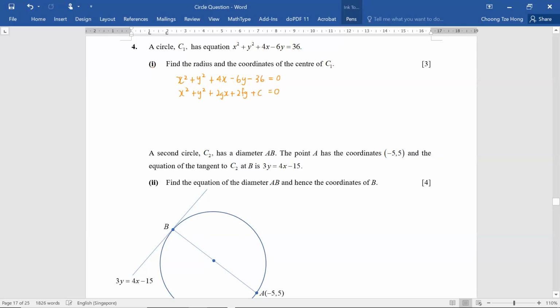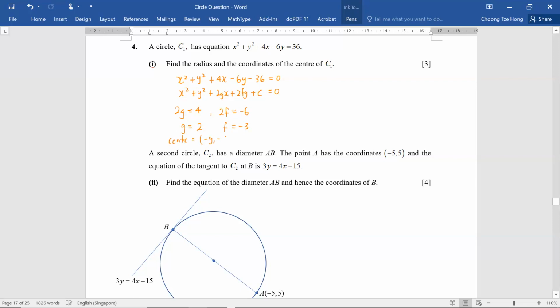From here we can do some comparison and then we'll be able to find the values of g, f, and c. Then using these three values, we can find the radius and the coordinates of the center. Using comparison, we see that 2g equals 4, so g equals 2. Likewise for f, 2f is negative 6, so f is minus 3.